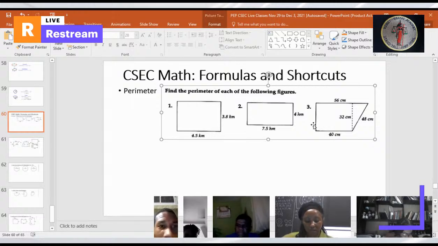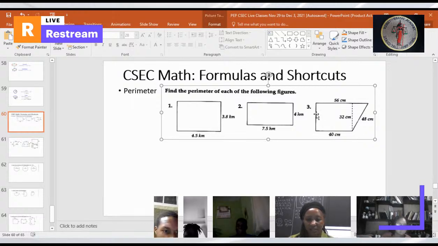Say it again, how much? The missing side is how much? This side here, how much is it? Miss, it would be 32 centimeters. It's 32, just like this one, right? Yes, miss, same distance.